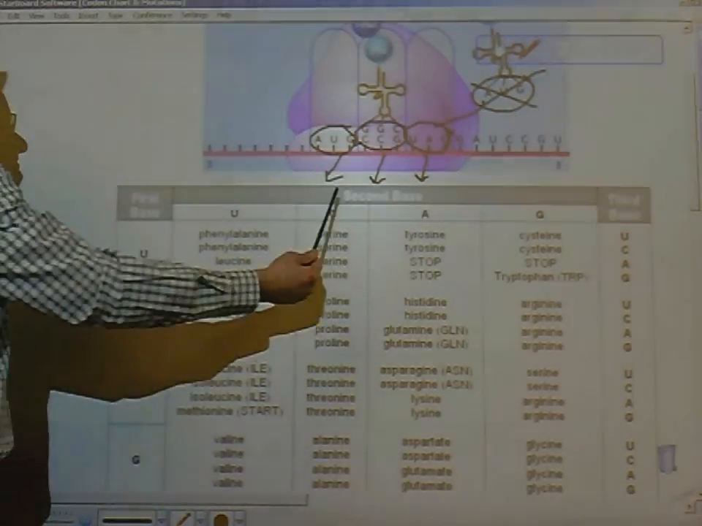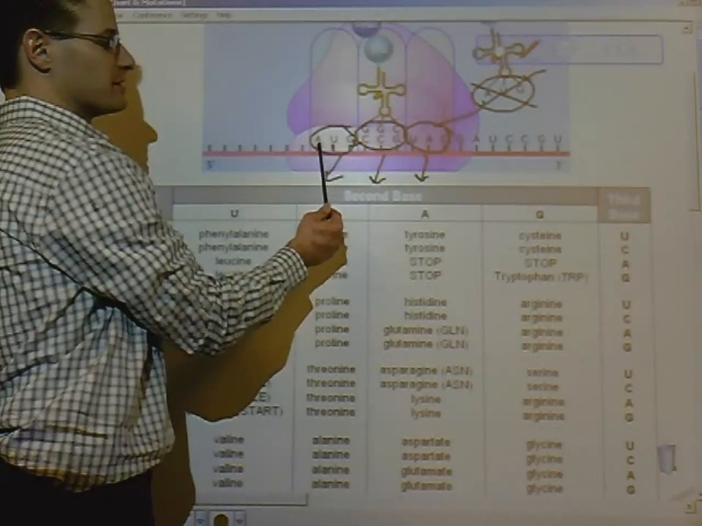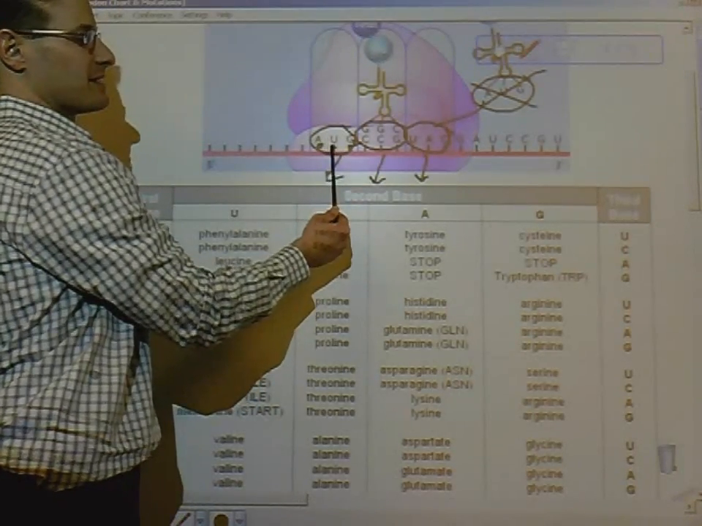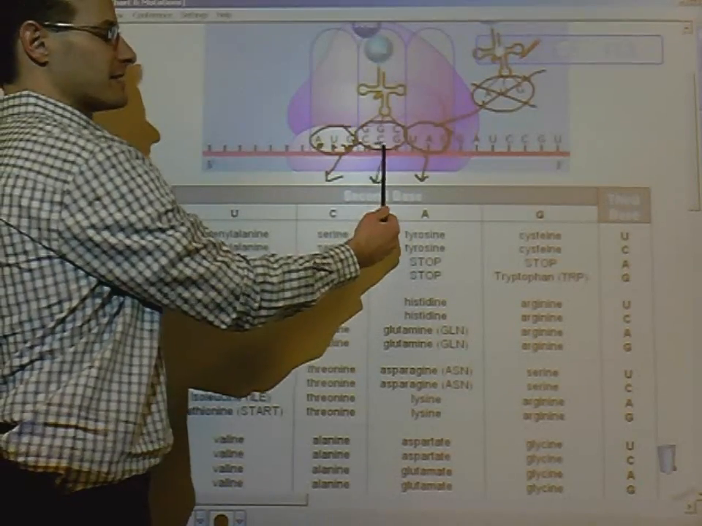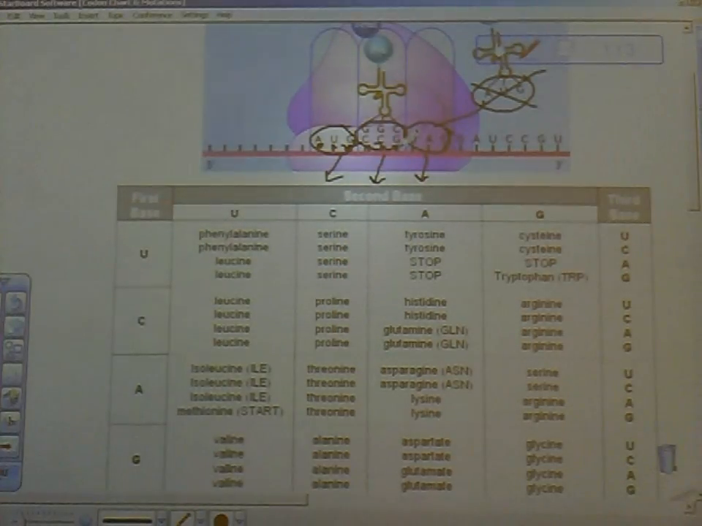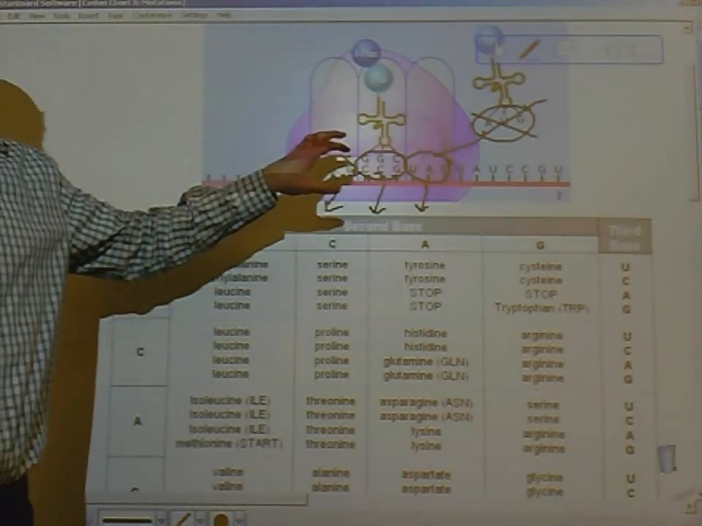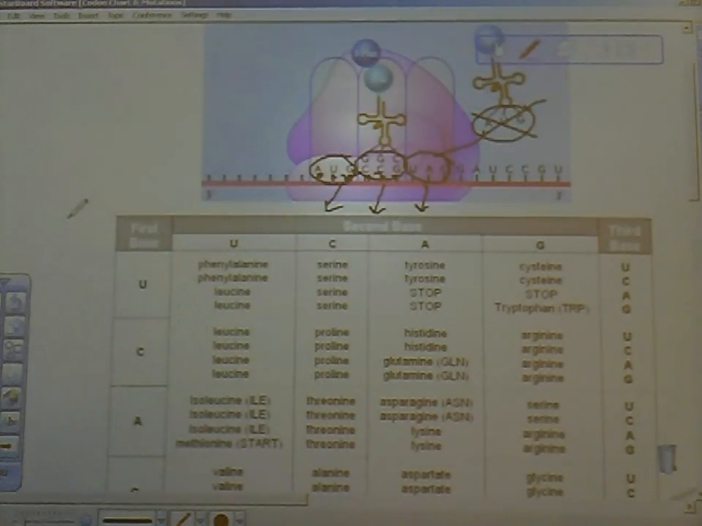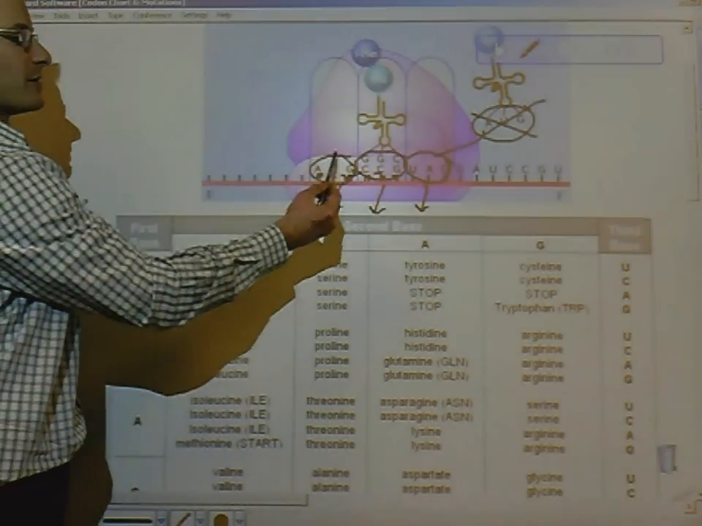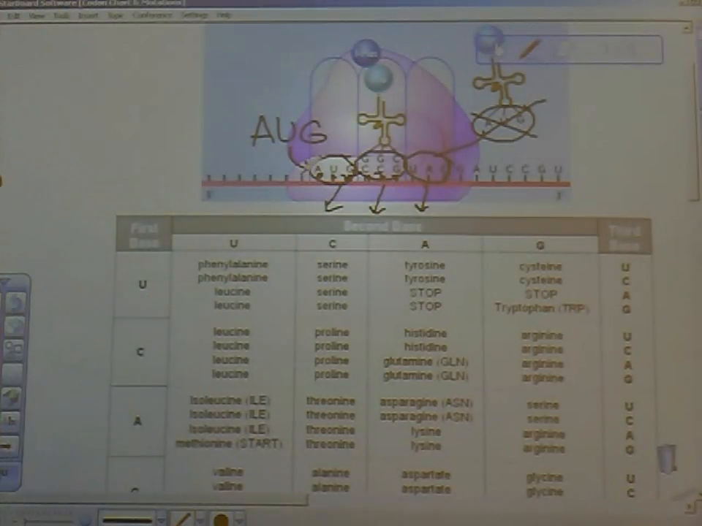And when it says first base, second base, third base, it's just talking about the letters within each codon. So here's AUG, first base, second base, third base. The next codon would be CCG, first base, second base, third base again. So we're going to use this picture to determine how these amino acids were brought in correctly and line that up with our codon chart just so you can see how this all works. All right, so like I said, our first codon here is AUG.